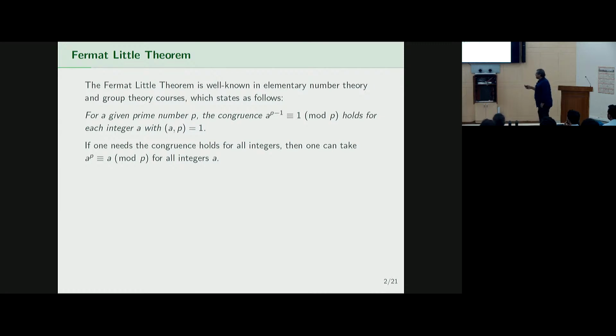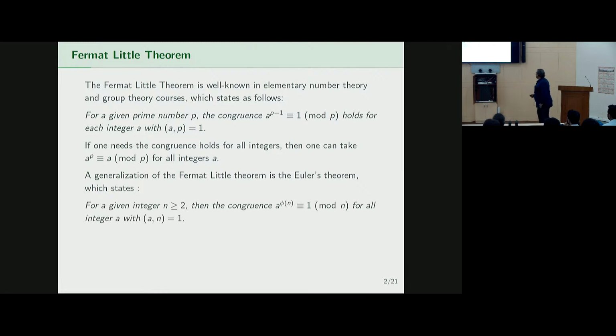This was generalized by Euler for all natural numbers. For any given natural number n greater than or equal to 2, the congruence a^φ(n) ≡ 1 modulo n holds for all integers a which are coprime to n. So this congruence is true for all coprime classes.